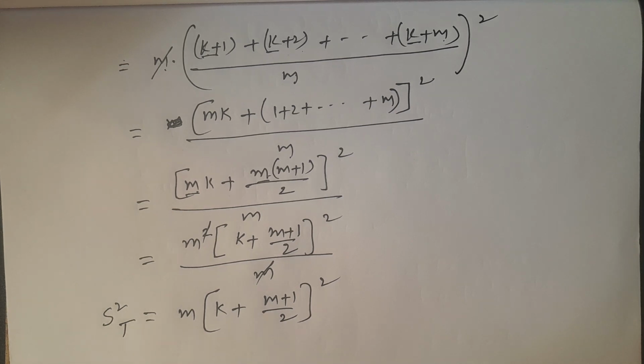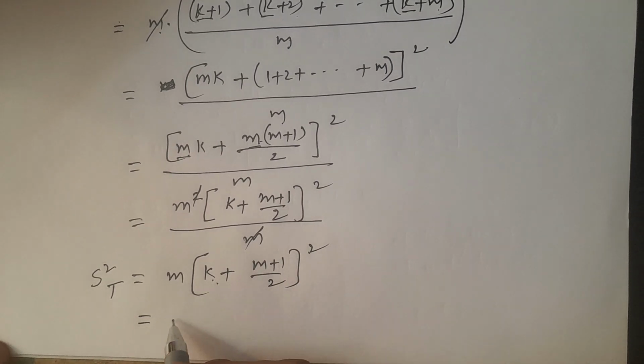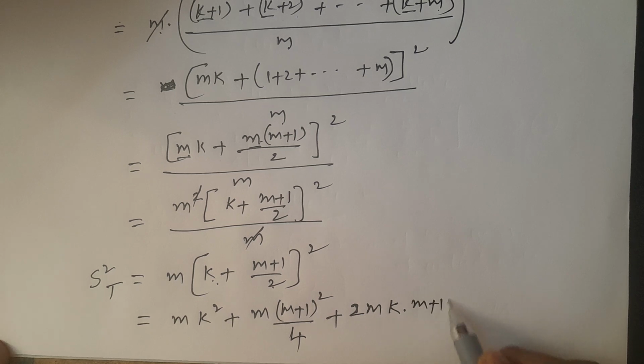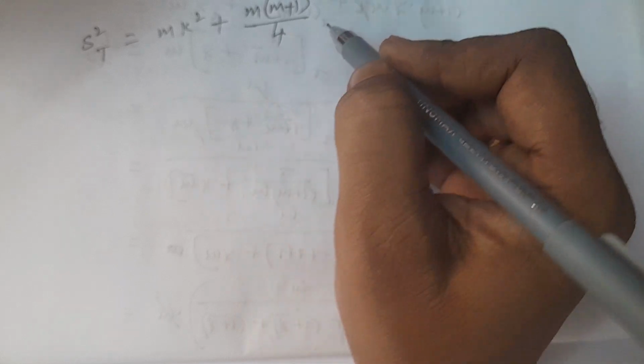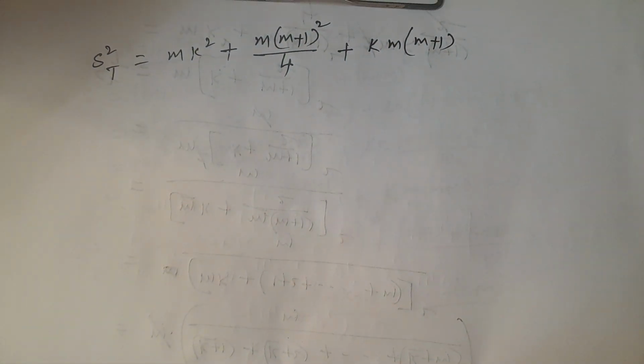This is the term for s square t. So if you expand this, it will be m into k square, a plus b whole square: m into k square plus m into m plus 1 whole square divided by 4, plus the 2ab term, m into 2 into k multiplied by m plus 1 divided by 2. So 2 will get cancelled. Here the final term I write on the next page. The final term for s square t is m into k square plus m into m plus 1 whole square by 4 plus k into m plus 1. So this is the term.